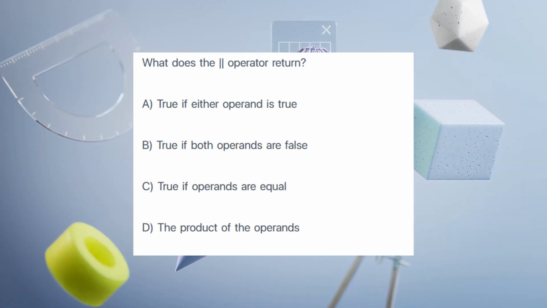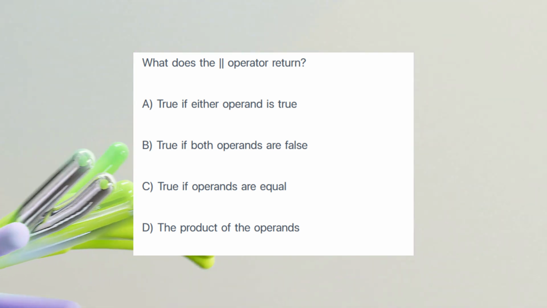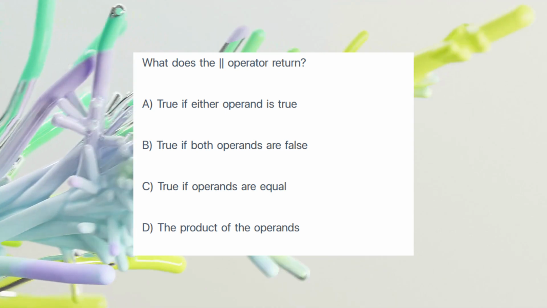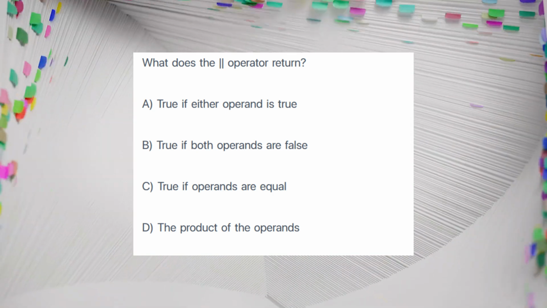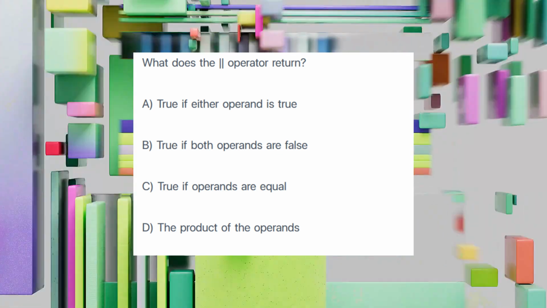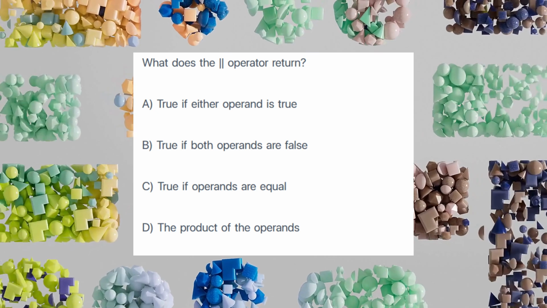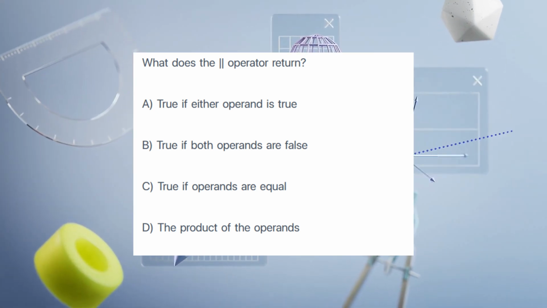What does this operator return? A, true if either operand is true. B, true if both operands are false. C, true if operands are equal. D, the product of the operands. Think about it. The correct answer is A, true if either operand is true. Logical OR is true if at least one condition is true.